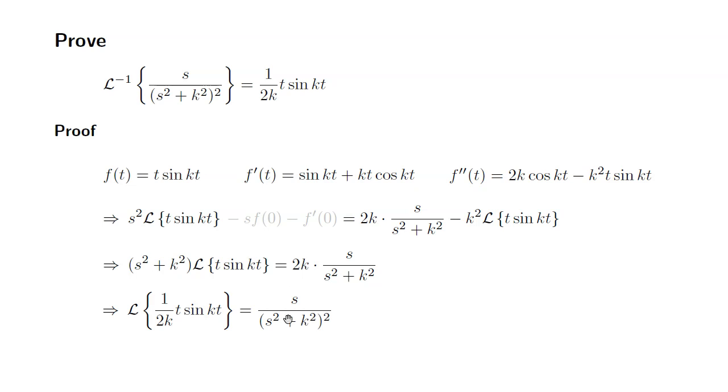Laplace transform of, so you divide by 2k, so you have a 2k on the bottom, I put it inside the Laplace transform, t sine of kt. And then you divide by s squared plus k squared, so you have the quantity s squared plus k squared, squared. And then by taking the inverse Laplace transform of both sides, we get the inverse Laplace transform of s over quantity s squared plus k squared, squared, is equal to 1 over 2k t sine of kt, which is the desired result.